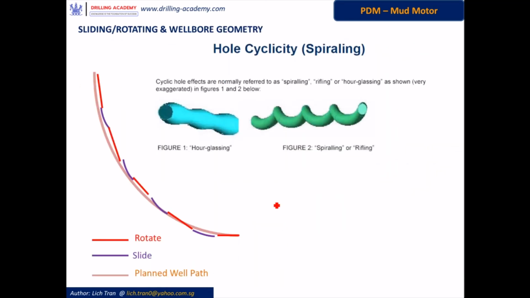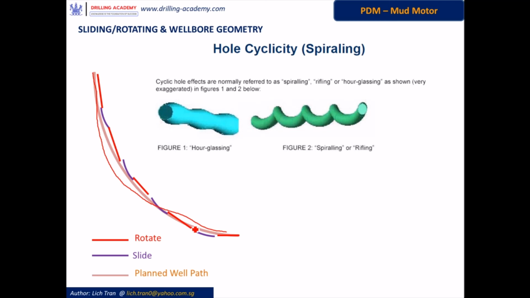And as we said before, directional drilling with a mud motor is a combination of sliding and rotating along a planned well path. This smooth curved line here is the planned well path, and just for the sake of simplicity, the red line is the rotated section and the purple line here is the sliding section. So you look at this combination, you see the profile of the wellbore geometry is not smooth. It is a section connected to another section, and it may go up, down, left, or right. It may be oversized at this section, and it may be gauge size at this section.